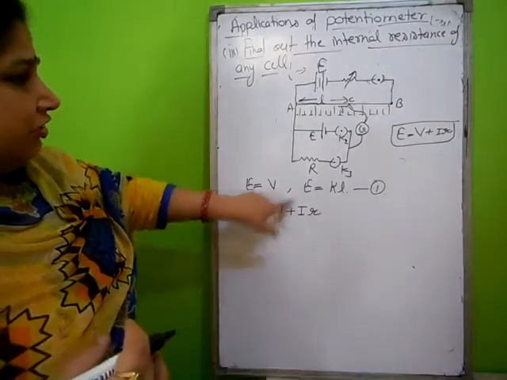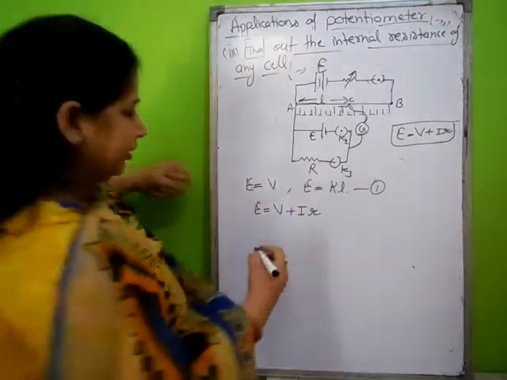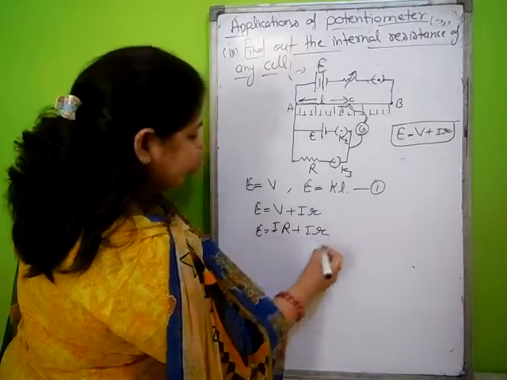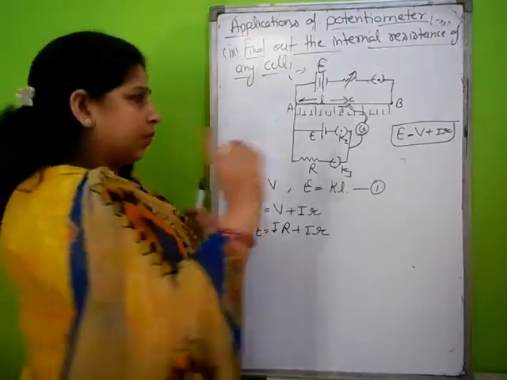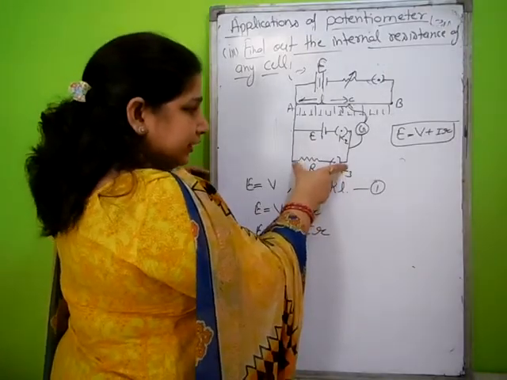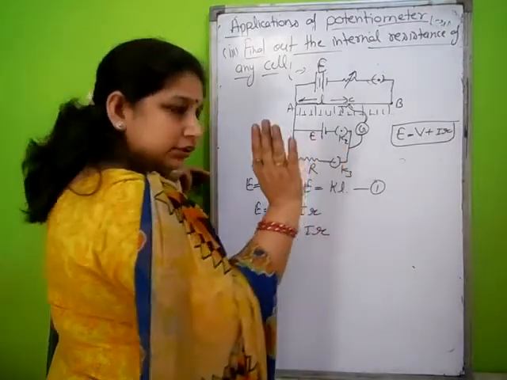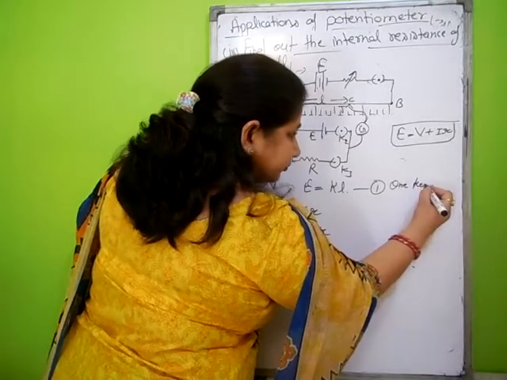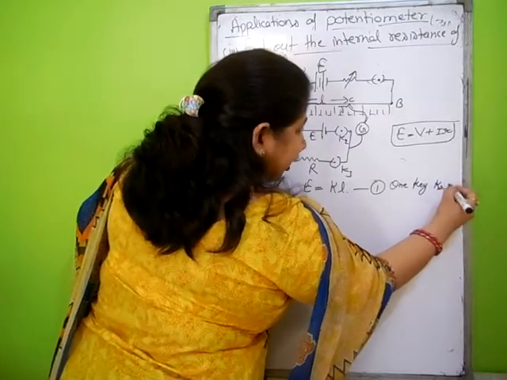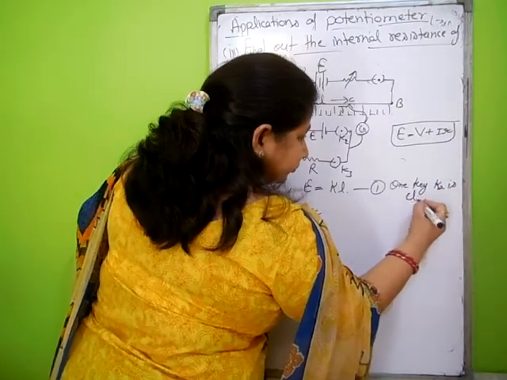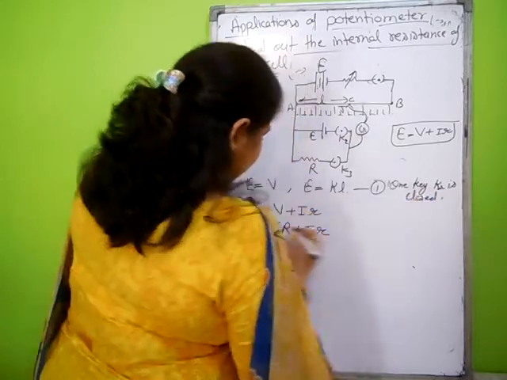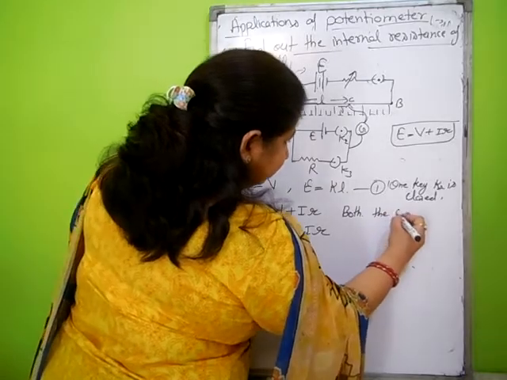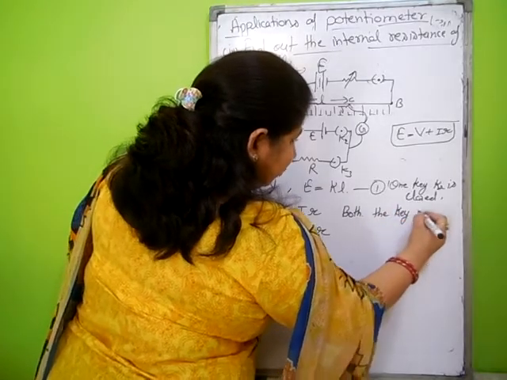And what is the V? V is the potential across the circuit. Means E is equal to I R plus I r. Got it? No. This is the other external circuit. Both the keys closed. Here only one key K2 is closed. Here both the keys closed.